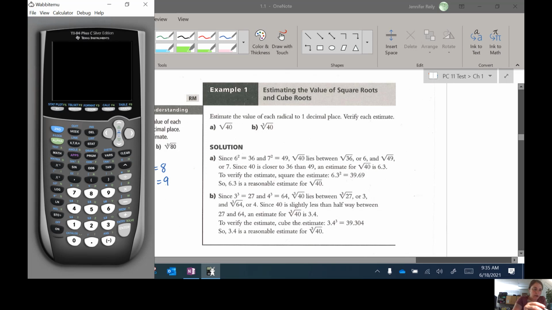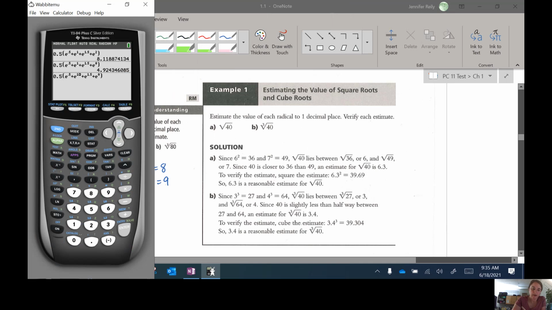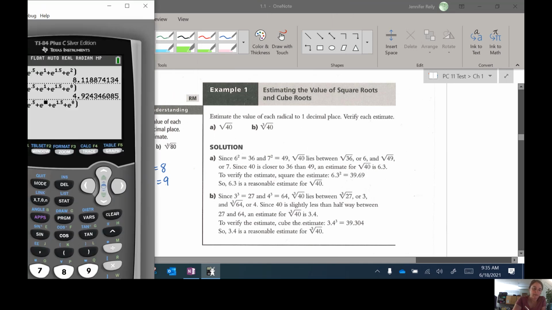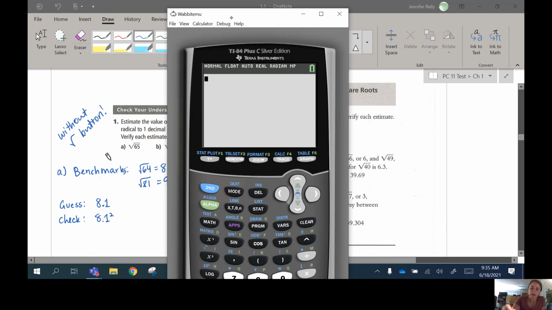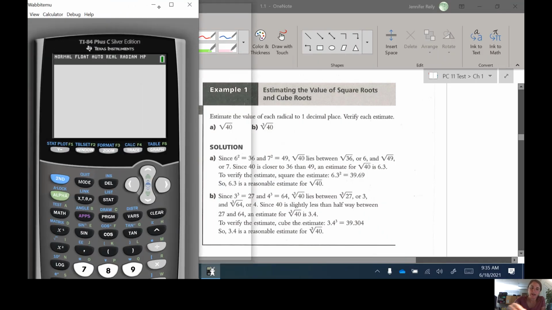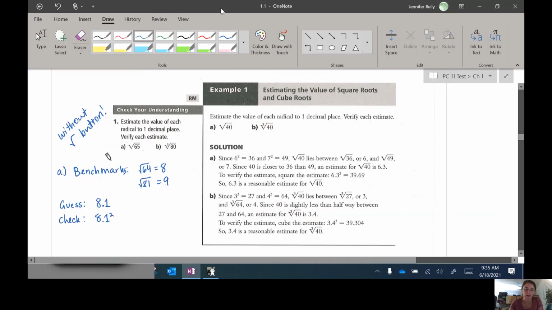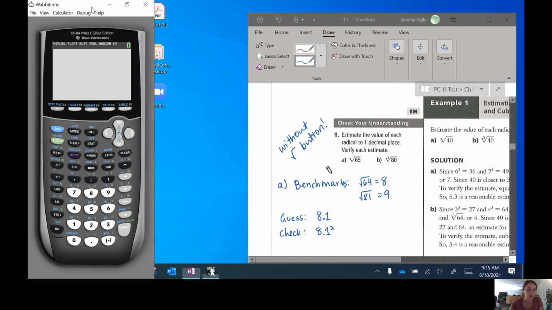I have to start a new one. I don't know why it makes me start a new one every time, but that's okay. Oops. Okay, so let's move this over here. Oh, it's not letting me. Okay. So I guess I have to move this maybe. I'll move this over here for my calculator.